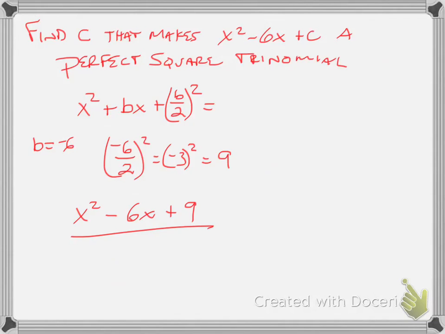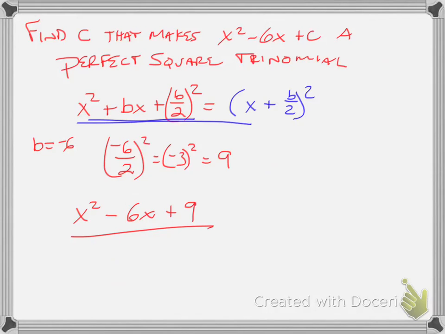You add the constant b over 2 squared. It's always going to be an addition though, because it doesn't matter if your b is positive or negative. When you square it, it's always going to become positive. So if I was looking to factor that, okay, here's the formula to find what the c is, but the factored form will always be x plus b over 2, squared.